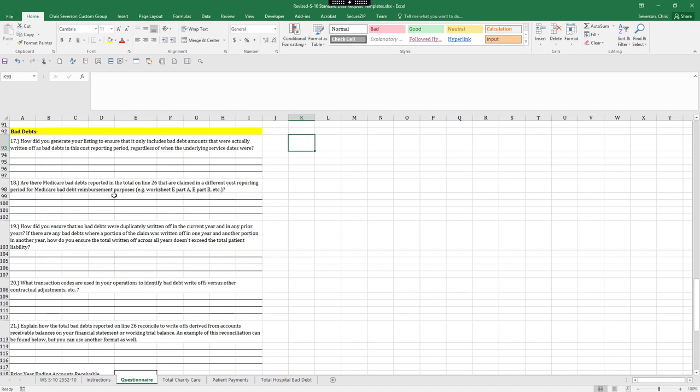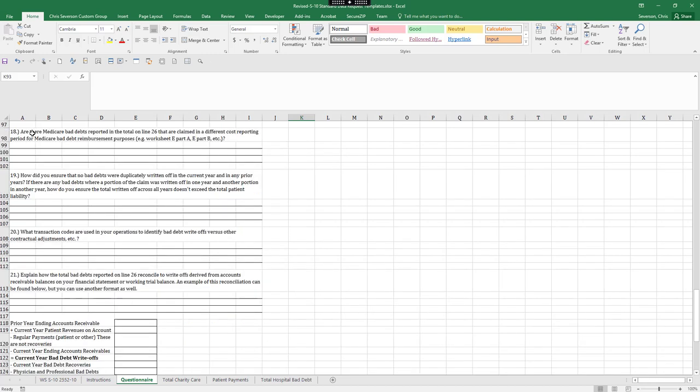Question 18, are there Medicare bad debts reported in the total on line 26 that are also claimed in a different cost reporting period for Medicare bad debt reimbursement purposes? Worksheet E Part A, E Part B, any of those worksheets. Line 26 is total bad debts, which could certainly include Medicare, but then Medicare bad debts are also reimbursed on one of the other worksheets. So question 18 is specifically about whether there is a difference in the period that you're reporting these for any reason. We want an explanation on that.